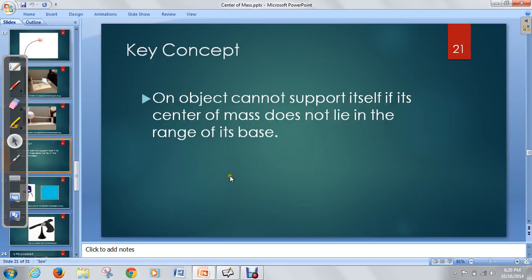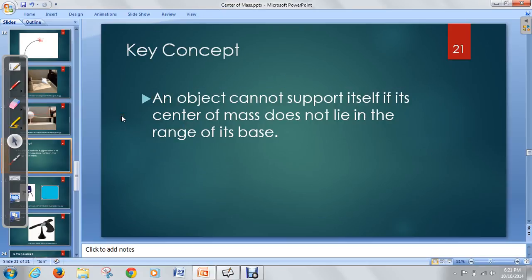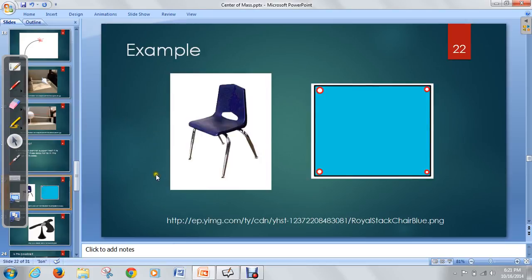All right, here's another key concept we want to cover. An object cannot support itself if its center of mass does not lie in the range of its base. Okay? What does that mean? Think about a chair. Just a regular chair. People sit on chairs all the time, right? They have four legs. The range of the base, as we call it, is the square that is made by those four legs. So if my center of mass is directly over any point on the square, then it's balanced. It can support my weight.